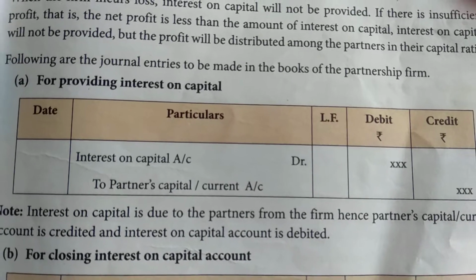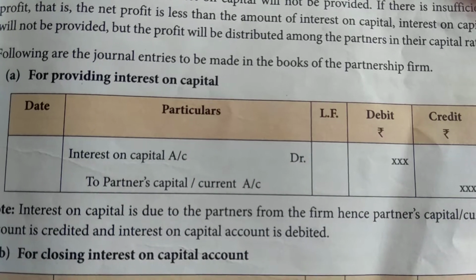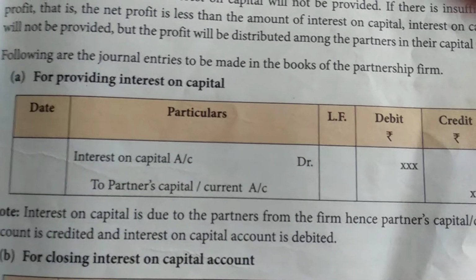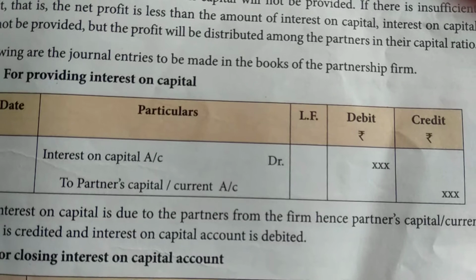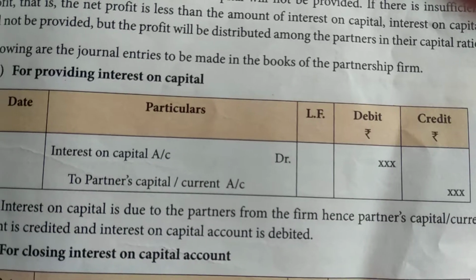See, you have to write capital account if it is following the fluctuating method. If it is following the fixed method, you have to write current account. That depends upon the question, children. So you have to read the question carefully, then only you write the journal.